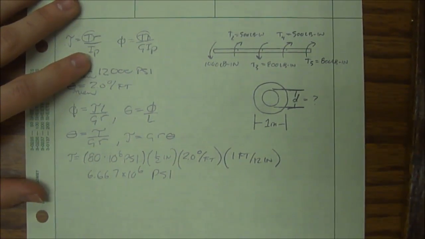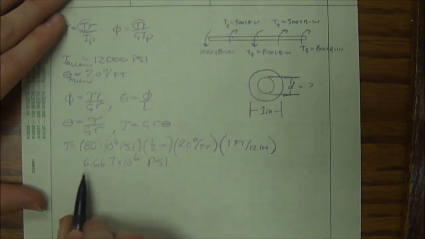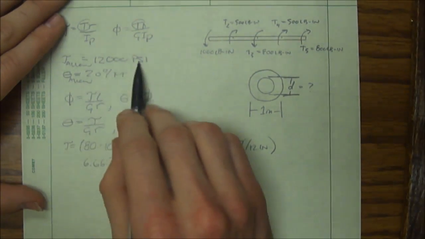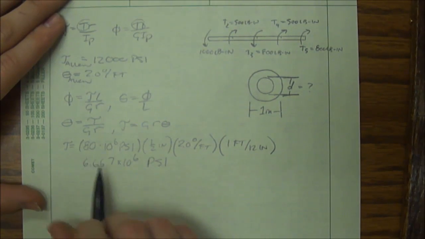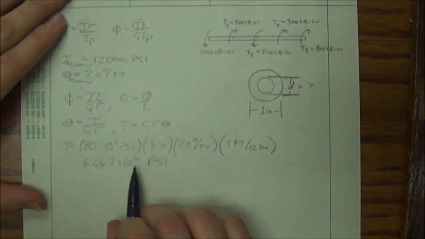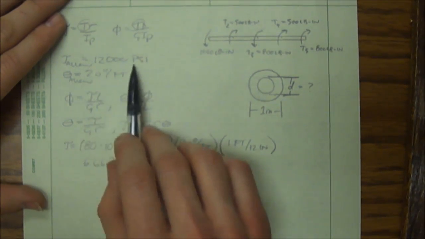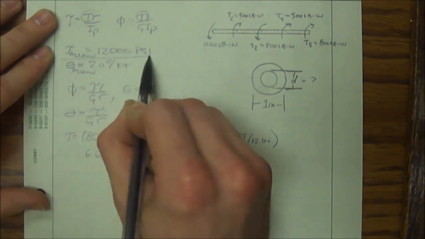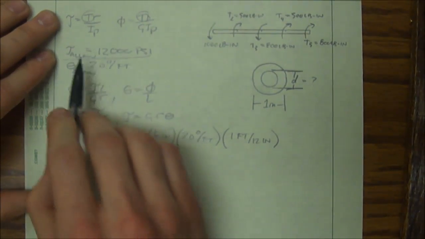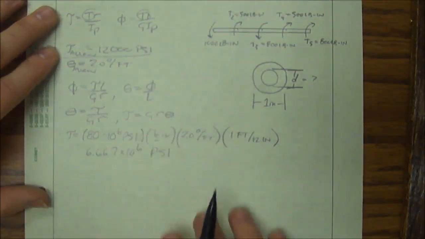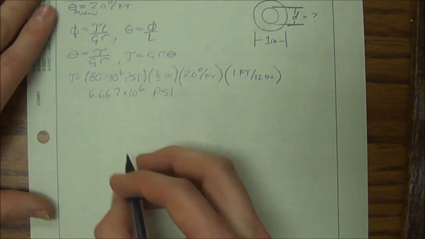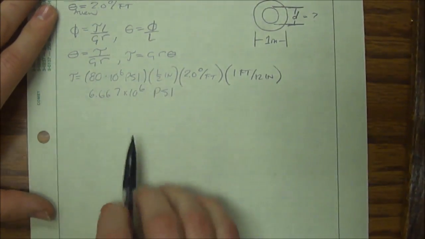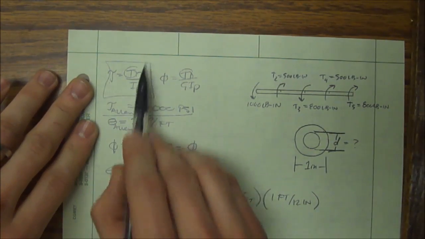Okay. So comparing this with our other number, this is 6 times 10 to the 6th. This is only 12,000. Probably chose a bad G, but anyway, we wanted to use our smaller constraint. So that's going to be this one. Our tau allow 12,000 psi. Alright, let's press forward. Now I'm going to use this formula.